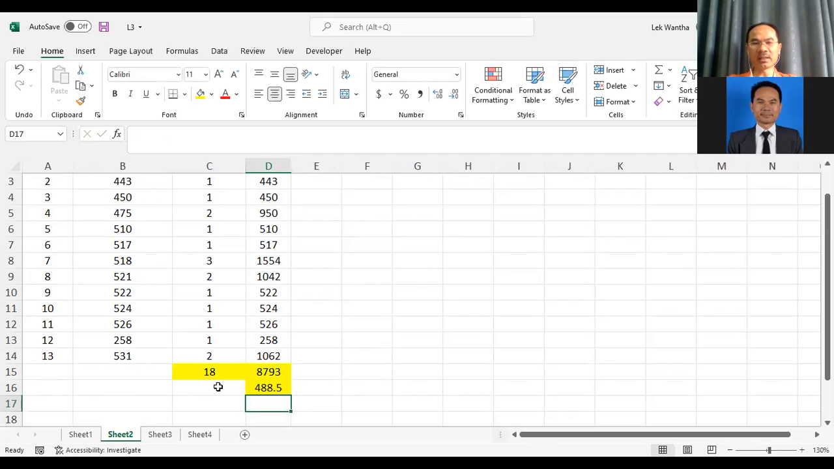Okay, these are two techniques that you use to calculate the average value for individual data and for the group data, or for the frequency data.